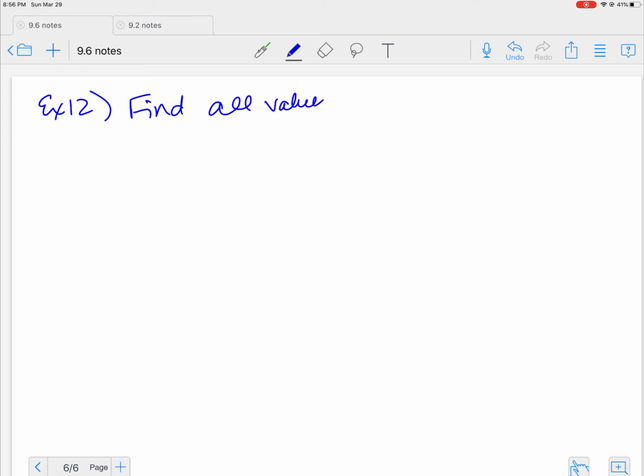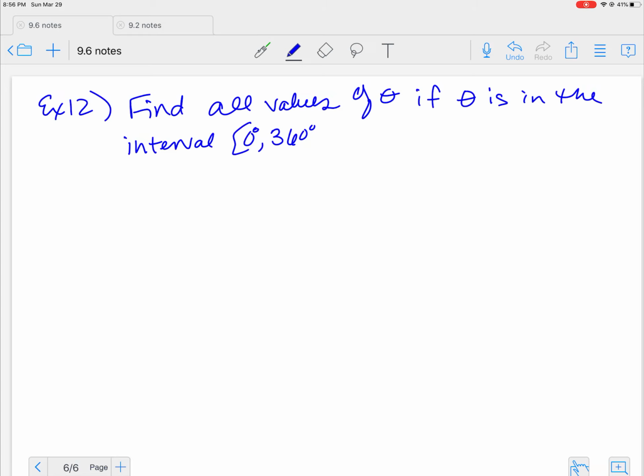All right. Okay. So check this out. That's finding the acute. Remember, we said there's 2 different ways to go about this. For example 12, it says find all values of theta if theta is in the interval from 0 to 360 degrees, and cosine of theta is equal to negative square root of 2 over 2.